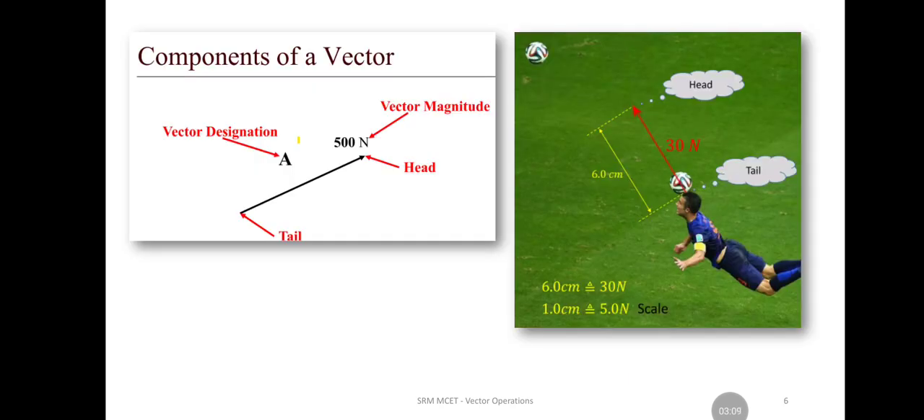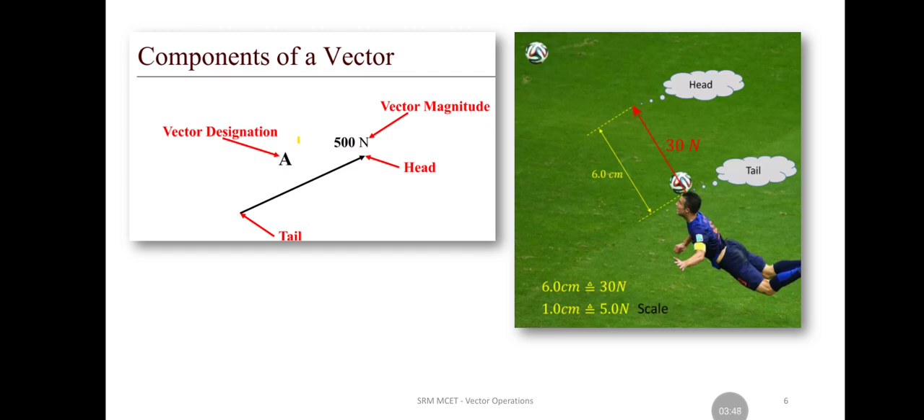So these are the components of a vector. As we can see in this left image, an arrow is shown and a 500 Newton force is applied. Here the arrowhead is called the head of the vector and the tail is the tail of the vector, and the magnitude of the vector is nothing but that 500 Newton. Magnitude is nothing but the intensity, whereas the arrow defines the direction. For the vector designation, we will name the vector with some name, for example a force, or F. All these things are vector designation.